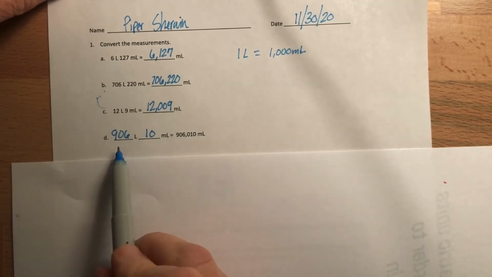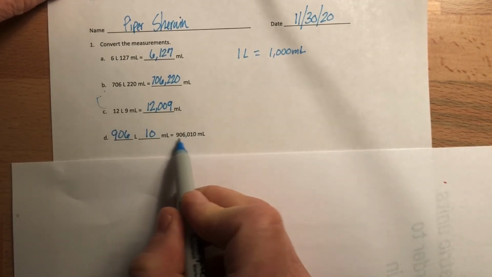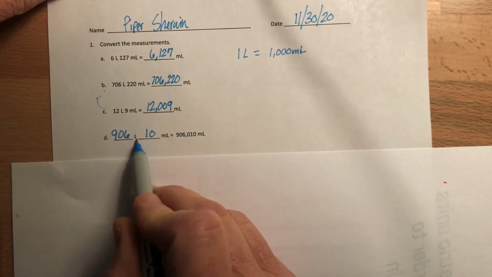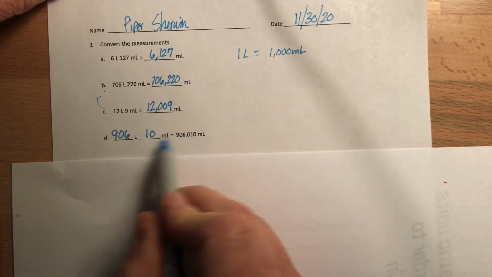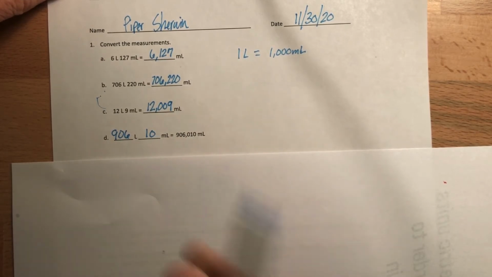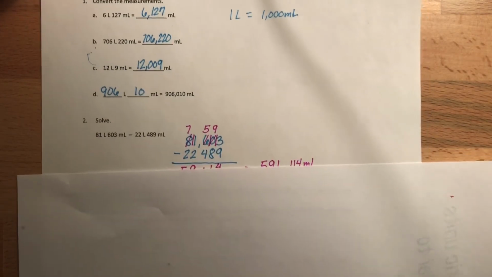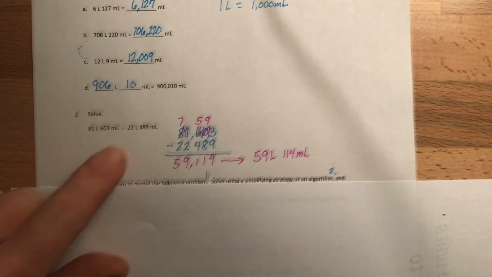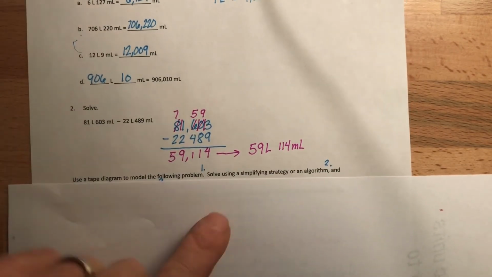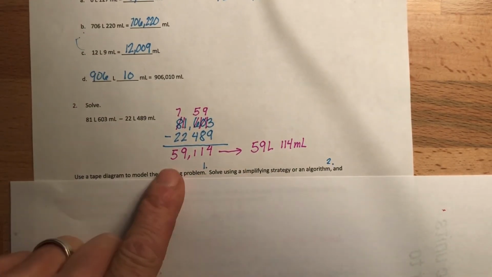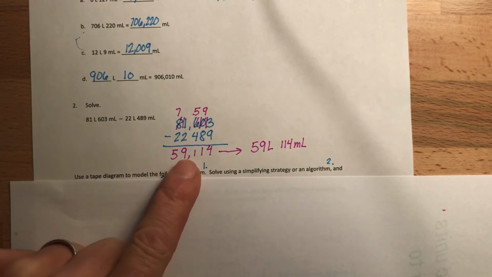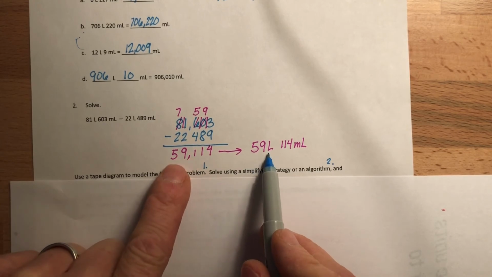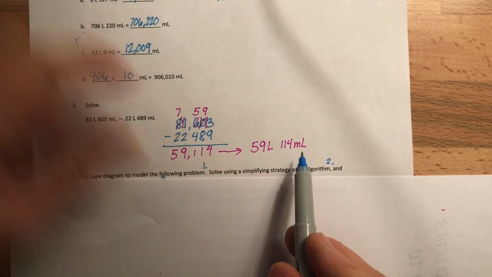Down here, we had to go the opposite direction. So I took everything past the thousands in the thousands period, and that goes right in here: 906 liters, and then 10 milliliters, all right? Didn't need to put a 0 in front of that 10, okay? Down here, we had to solve. I chose to convert everything to milliliters, then subtract, and then convert it back to liters and milliliters. So my answer here came out to be 59,114 milliliters. That turns into 59 liters, 114 milliliters.